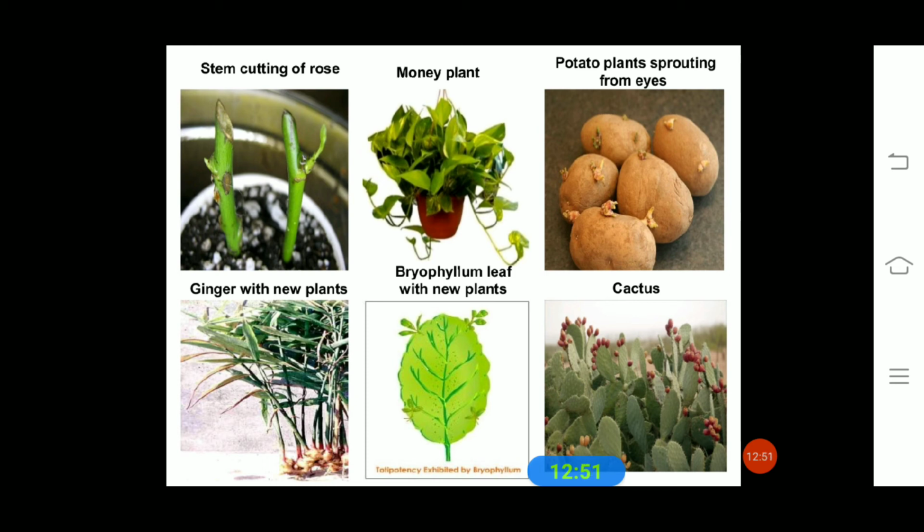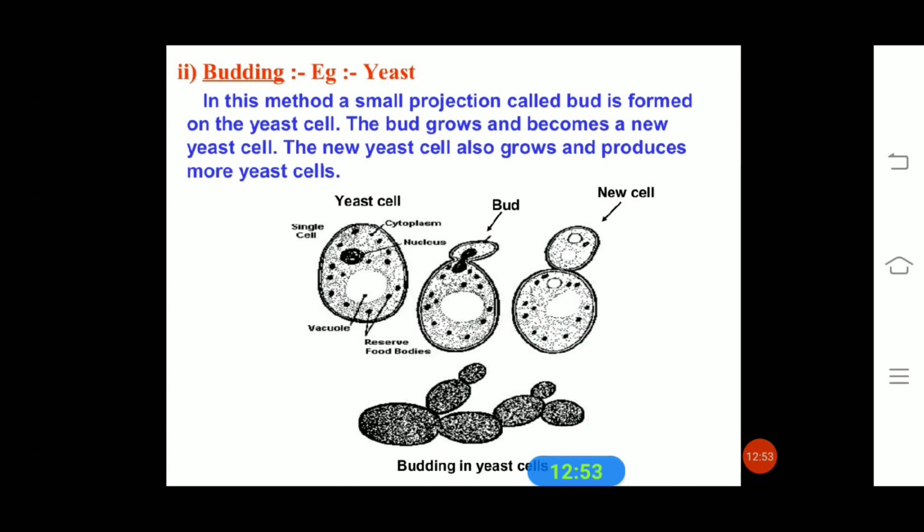Reproduction. Next is what? Budding. It is one of the methods of asexual reproduction. So budding means what? It occurs in a unicellular organism called yeast. Okay, students, in this method a small projection called a bud is formed on the yeast cell.